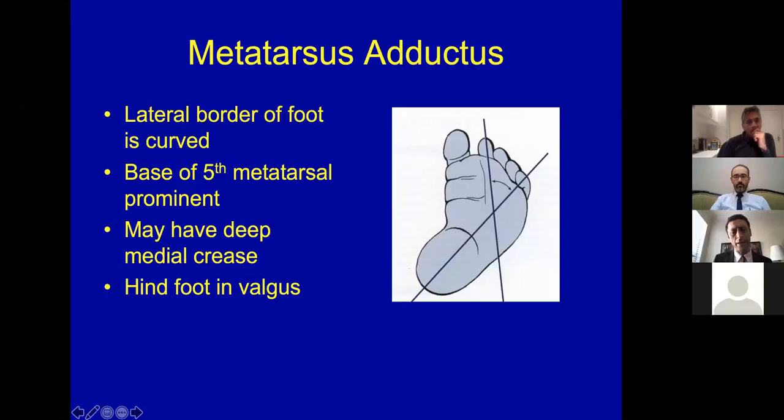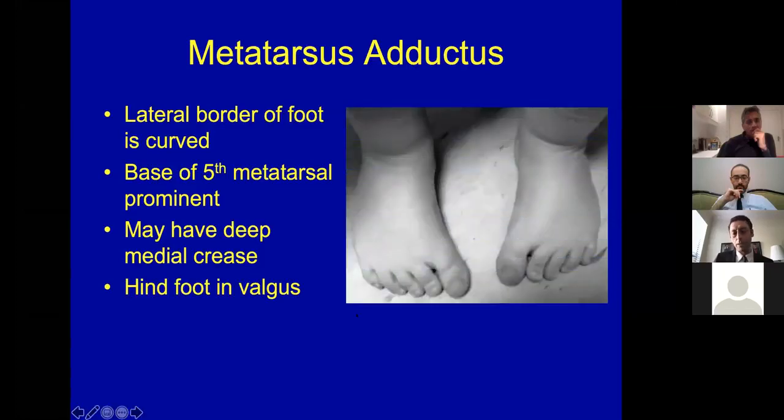On the full examination of the metatarsus adductus, the lateral border of the foot is curved. The base of the fifth metatarsal is prominent. It may have a deep medial crease, and the hind foot is in normal alignment, compared to the clubfoot with the hind foot inverted. So the hind foot in a patient with metatarsus adductus is in normal alignment or a little bit of valgus. This is the appearance. If you don't examine the patient carefully, you can assume the patient has in-toeing gait, but actually the tibia and the femur alignment looks good. It's just the feet have the problem with the metatarsus adductus.